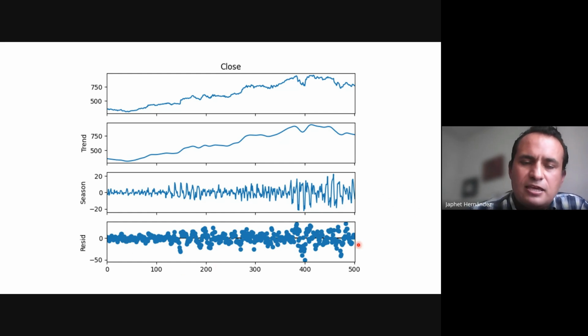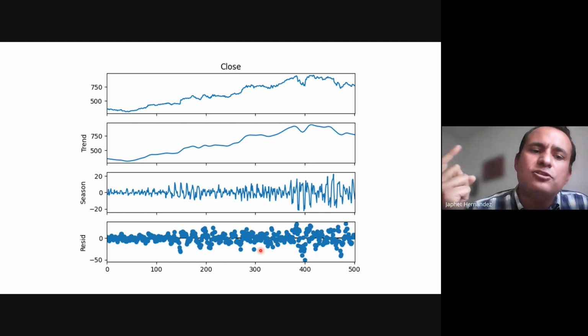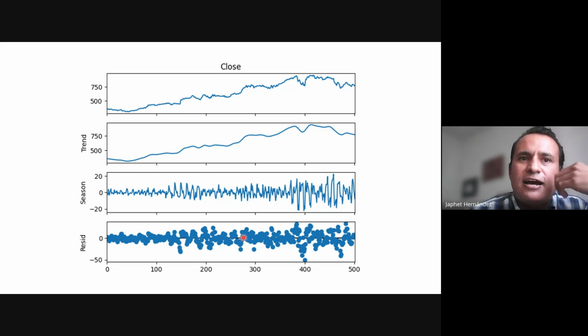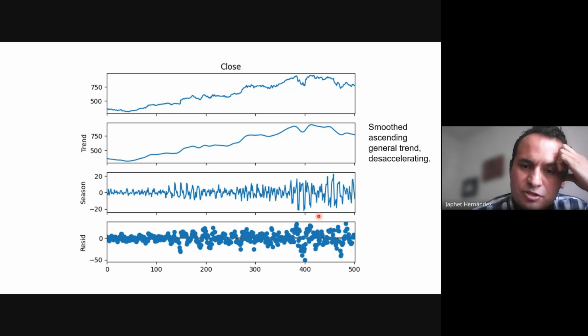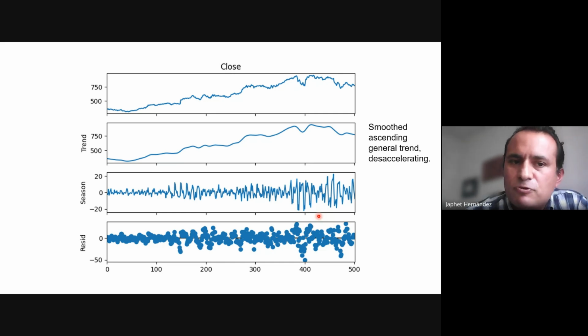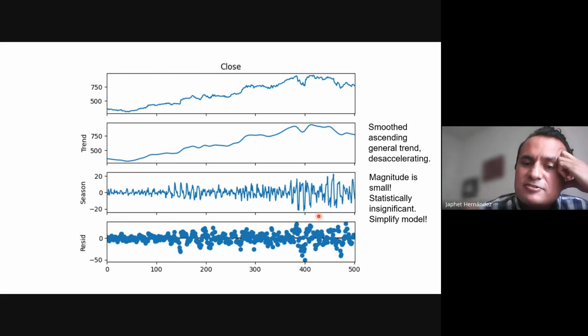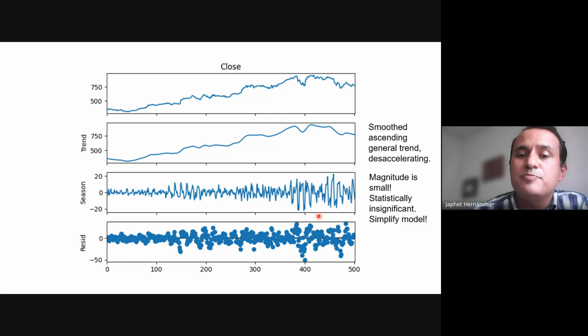And finally, all that is not trend and is not seasonality, it's the residuals. We can think about the residuals as the leftovers after removing the trend and the seasonality. And here, let's recap some observations. So recapping, the trend in the original series is smoother ascending with a general trend decelerating. About the seasonality, the magnitude of the seasonality is very small, and we consider that with the function auto-arima in Python, statistically insignificant, and that helps us because it simplifies the model.